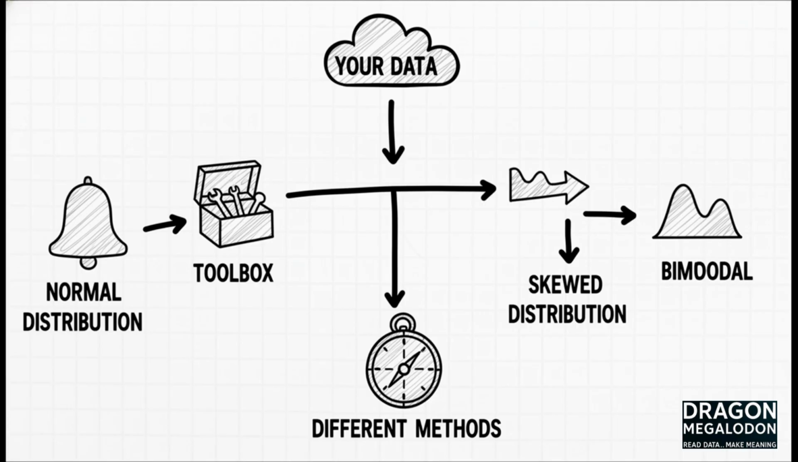See, a ton of the most common statistical tests out there only work correctly if your data has that normal bell curve shape. If you try to use them on skewed or bimodal data, you're just going to get garbage results. So finding the shape isn't just a neat party trick. It is the absolute critical first step to doing any kind of meaningful analysis.